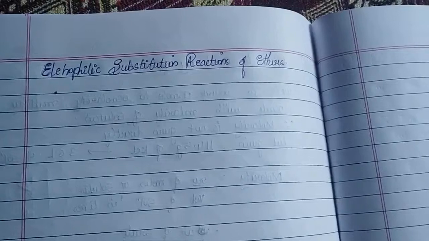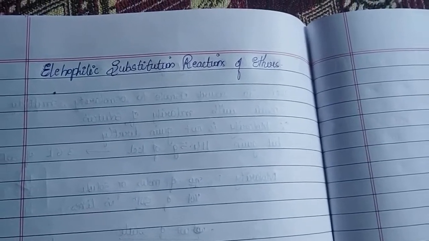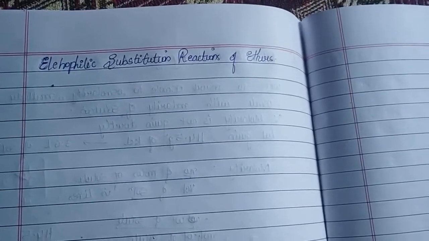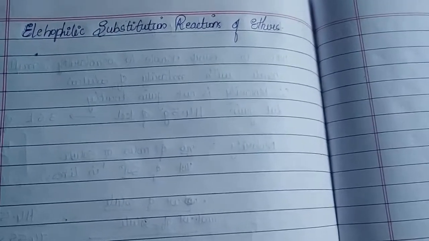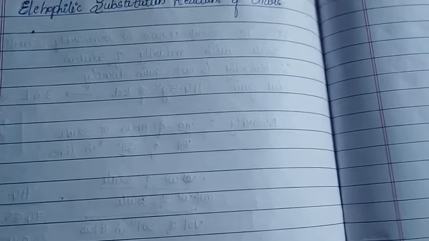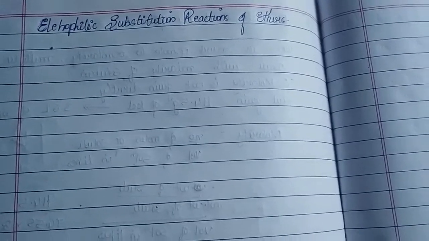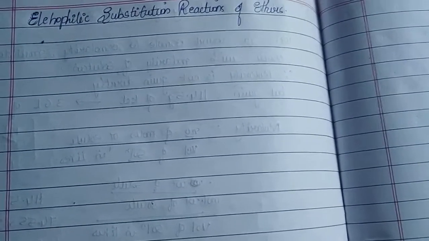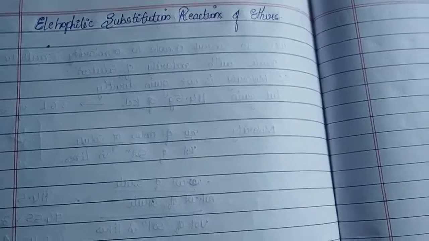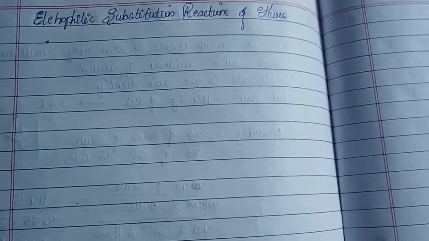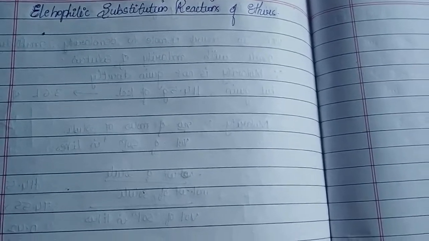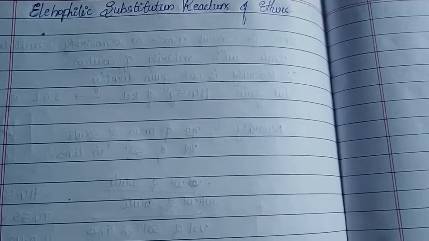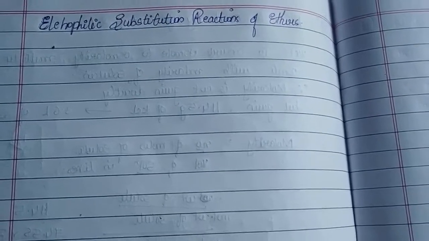So before going to the depth of this concept, let me remind you, what do you mean by electrophile? This question is for you. Can you please answer me? What do you mean by electrophile? Yes. So electrophile in simple words means they are the positively charged species. I repeat, electrophiles are the positively charged species.